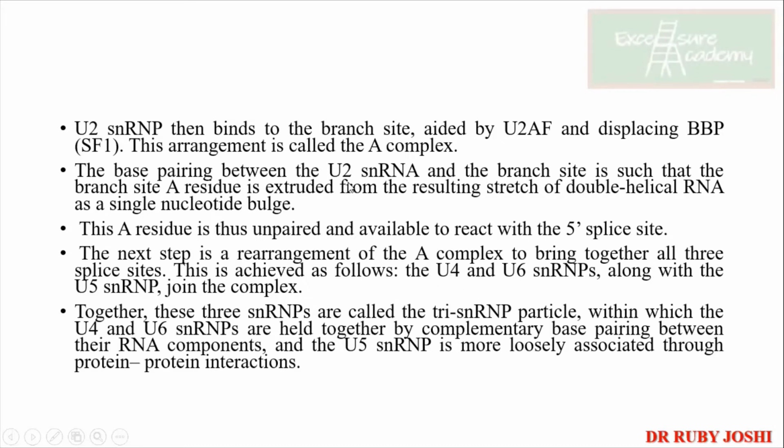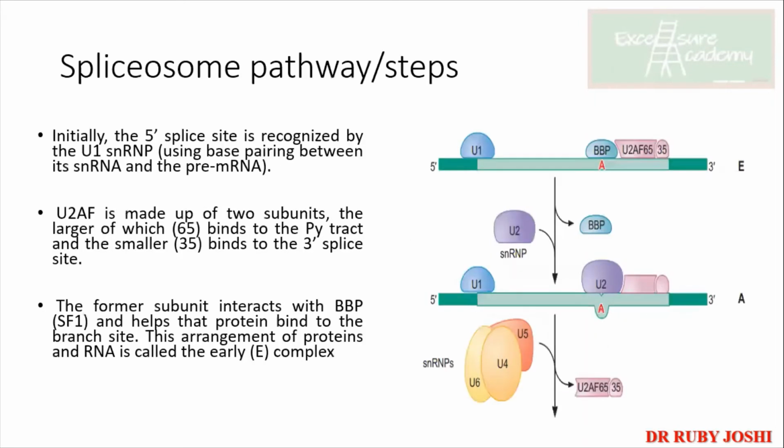So U2 binding means the A complex. Now E is done, A is done. Now from A we will go to the B complex, okay? So in this step, what happens is all the three snRNP subunits come together. If you have seen in the figure, we have 4, 5, and 6. Oh, sorry. 4, 5, and 6 are coming together. 1 is done, 2 is done, we don't have 3. So 4, 5, and 6 are coming together, displacing your U2AF 65 and 35.